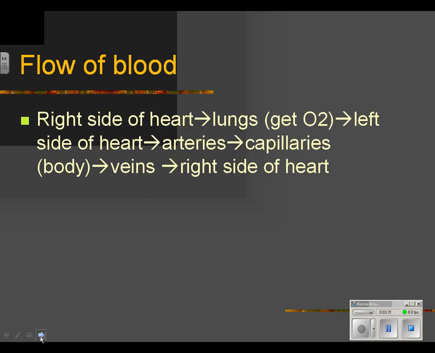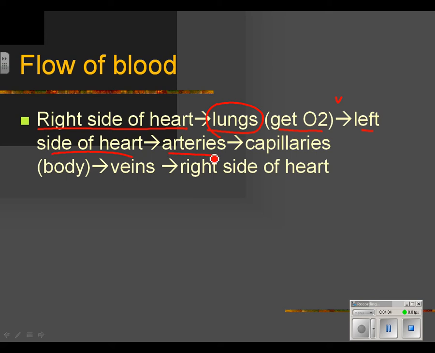So, to review then, the flow of blood, generally, from the right side of the heart, okay, from the right side of your heart, it gets pumped through the pulmonary artery to the lungs. The reason it's in the lungs is to pick up oxygen. We've talked about this with the respiratory system. The major reason to go into the lungs, the major reason red blood cells need to pick up oxygen. Then it goes back in the pulmonary vein to the left side of the heart, from the left side of the heart into an artery.